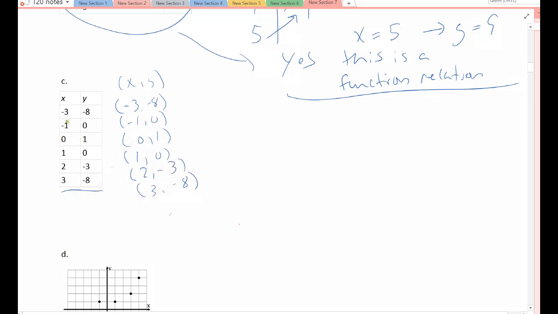And again, even though -3 for the x is paired with y -8 and +3 for the x is paired with y -8, it doesn't matter if I've got different x values paired to the same y value. What matters is for every x value, there's one y value it's paired with. Whether it's shared by other x values or not, it doesn't matter. And so, yes, this is also a function.